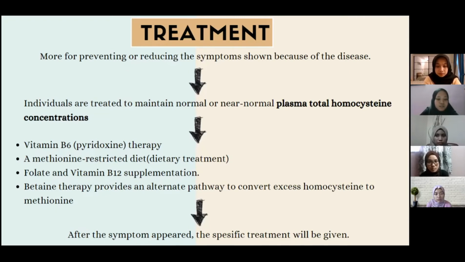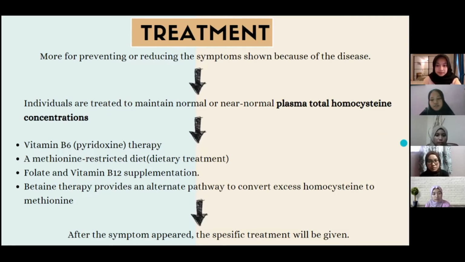The third treatment is folate and B12 supplements. These two supplements are very important because they help optimize the conversion of homocysteine to methionine by methionine synthase. So these two supplements can help decrease the plasma homocysteine concentration.